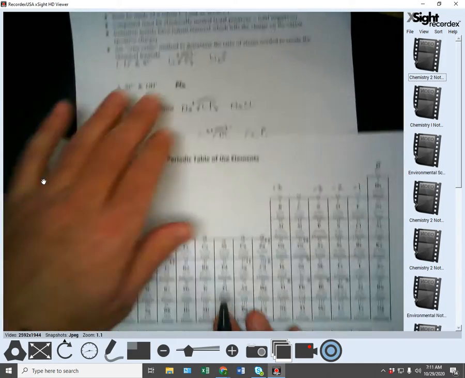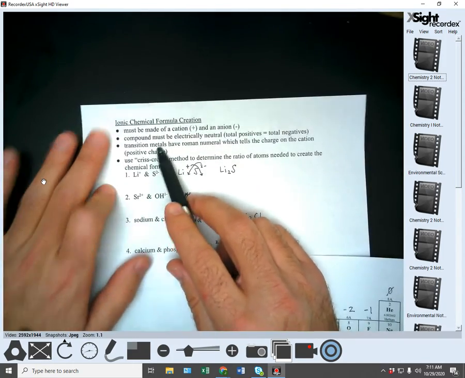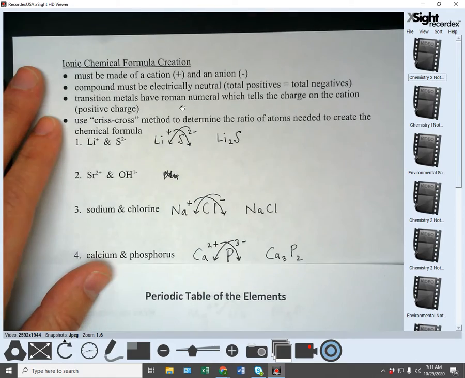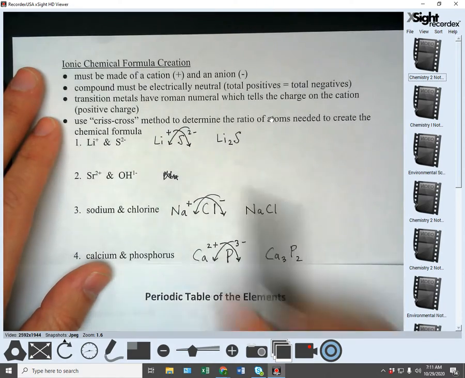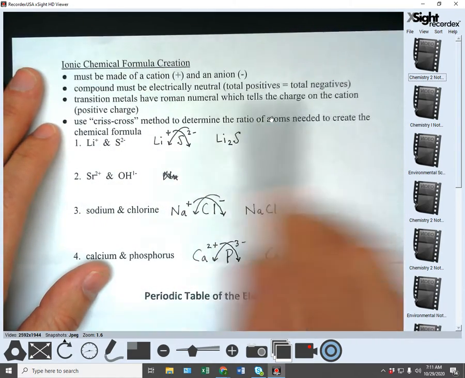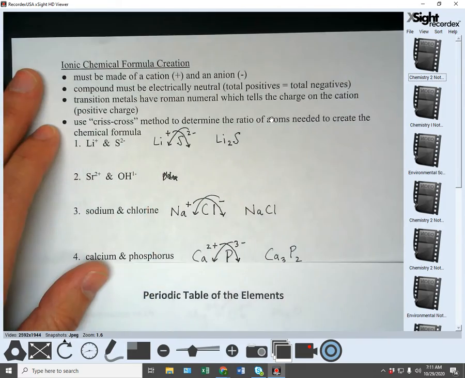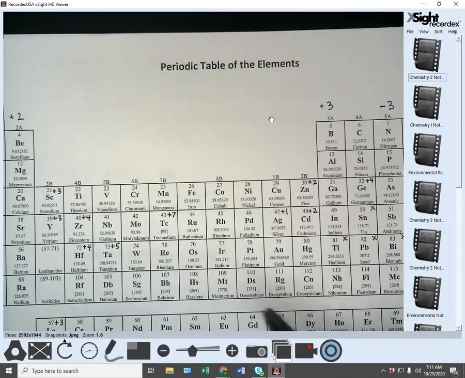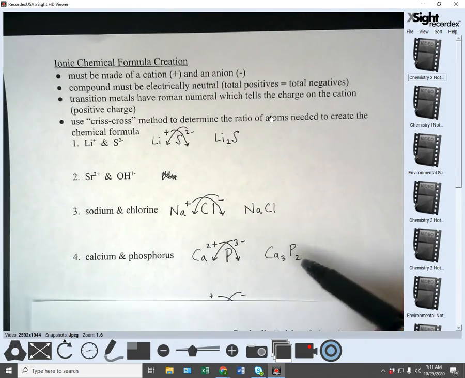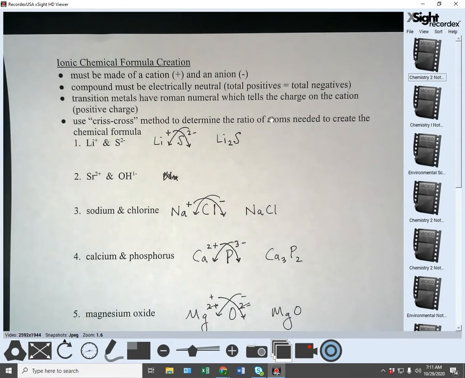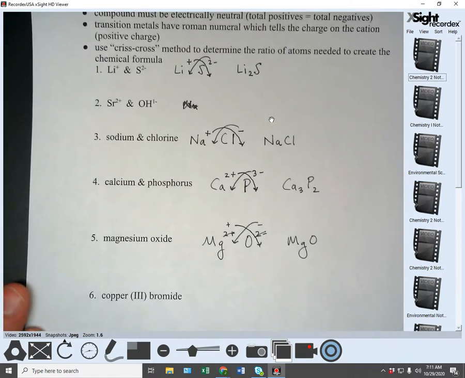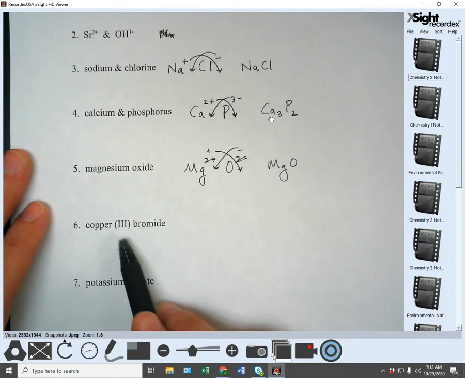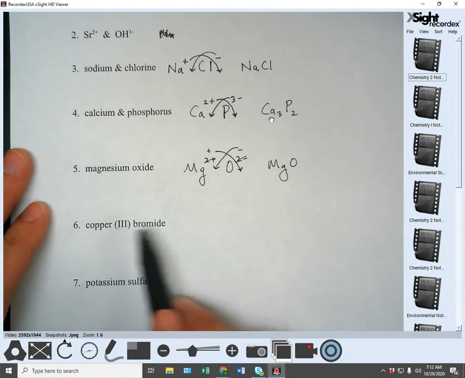Okay, and that is some of the transition metals have a Roman numeral which tells the charge on the cation, the positive charge. And the reason they have that is because if we look at our periodic table, we don't know what the charge is, but we need the charge to be able to do our crisscrossing and figure out our ratio. Okay, so for example, number 6 here, copper, and that's a Roman numeral 3, bromide.